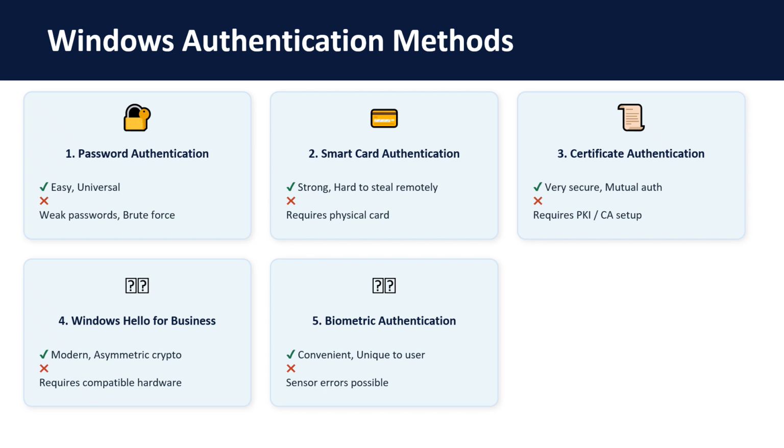Certificate authentication uses X.509 digital certificates. It is very secure and supports mutual authentication, but requires PKI and certificate authority setup. Windows Hello for Business is modern authentication using asymmetric cryptography. Supports PIN, face recognition, and fingerprint. Requires compatible hardware. Biometric authentication is convenient and unique to the user, but sensor errors are possible.